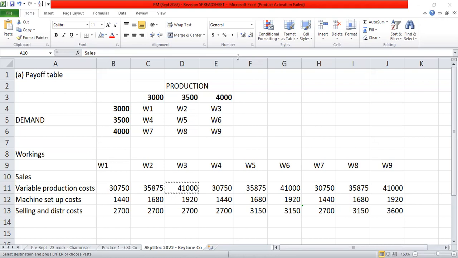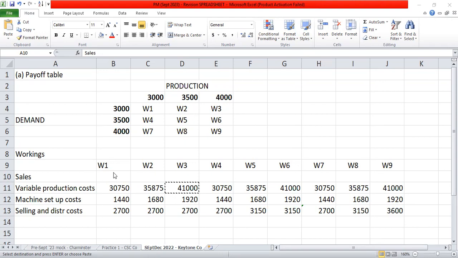Let's proceed. So I was explaining that sometimes the examiner could tell you that units unsold must be disposed of at a certain cost. So in that case, you have additional cost for disposal. But the other way around, units that are unsold could be sold for scrap. That would be additional income that you add to sales. But there was nothing like that.